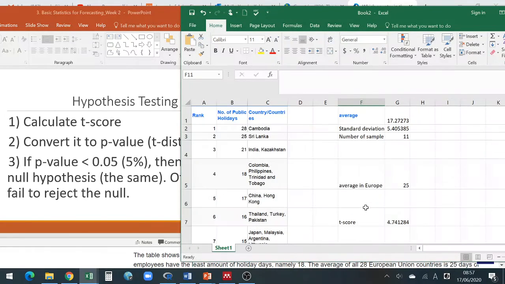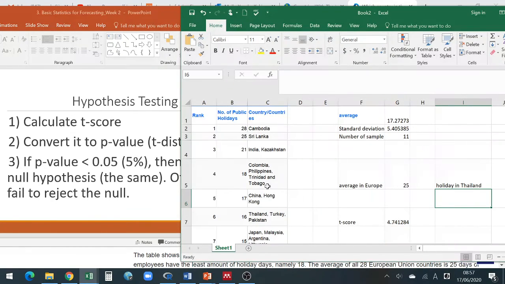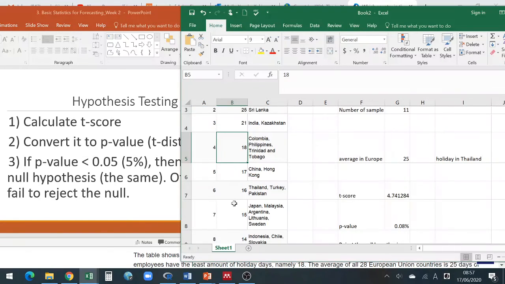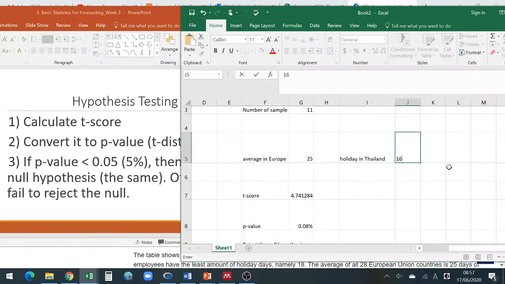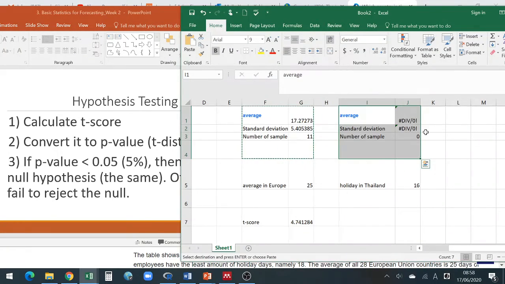How about we compare the holidays in Thailand? Let's see, how many holidays are there in Thailand? Actually, it's already here. It's 16. So we use all the numbers the same.